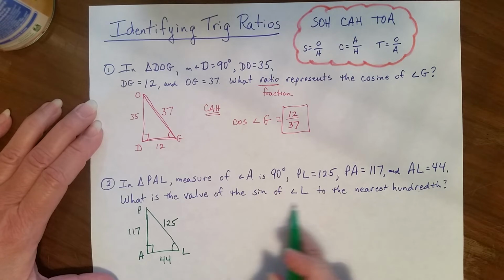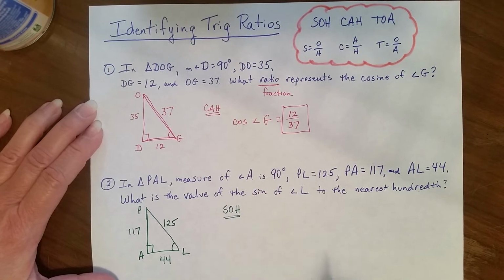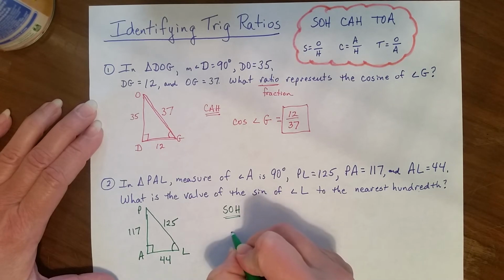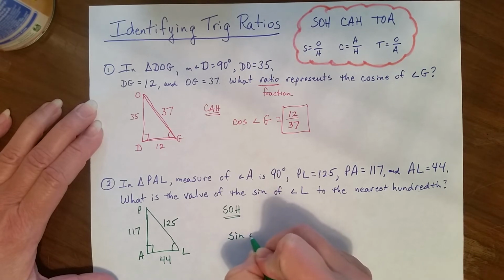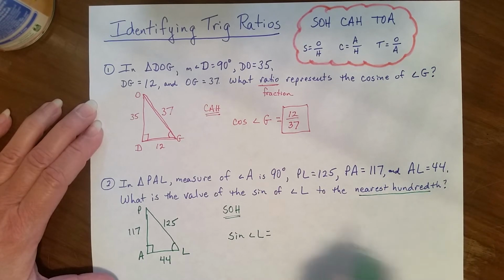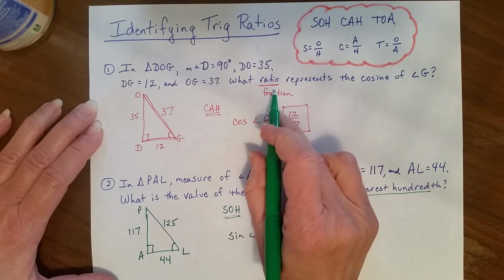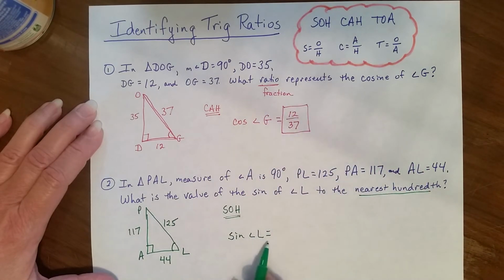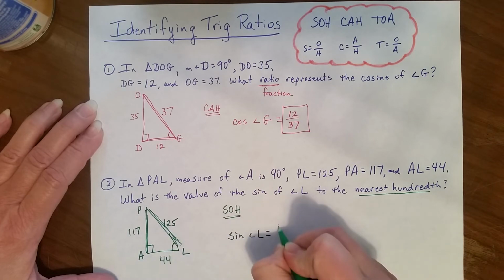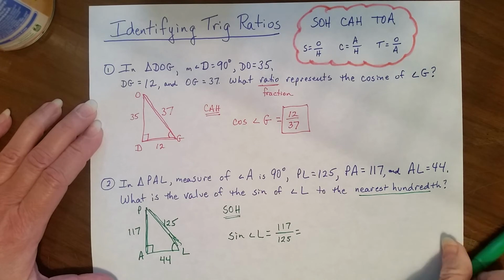In this case, the sine of angle L, so we're using sine, that's the SO part. Here they're asking for the value to the nearest hundredth as opposed to the ratio. Sine of L is opposite over hypotenuse. So the sine of L is 117 over 125. Now we need that to the nearest hundredth.